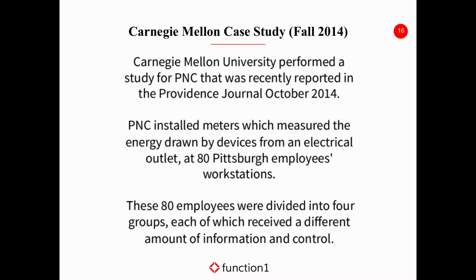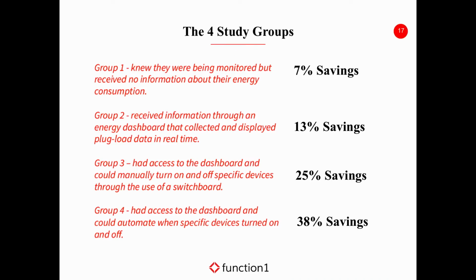So the 80 employees were divided into 4 groups, and each of them received a different amount of information and control. So group 1 just knew they were being monitored. They got no information about their energy consumption. They were just in the study groups, and it was just conversation. They just knew that they were being monitored. They didn't see the data.